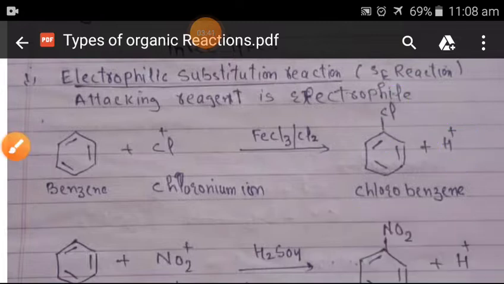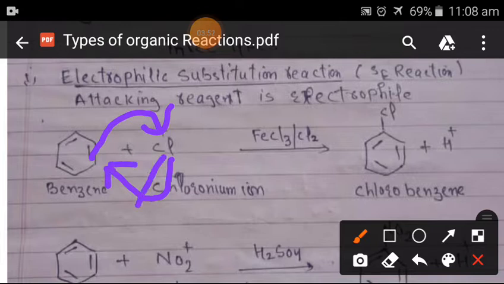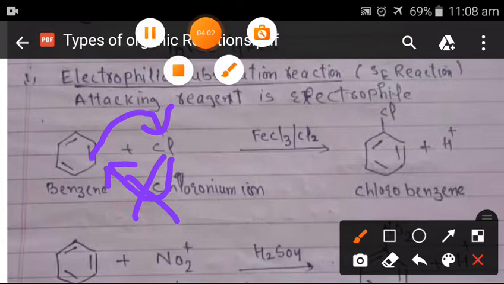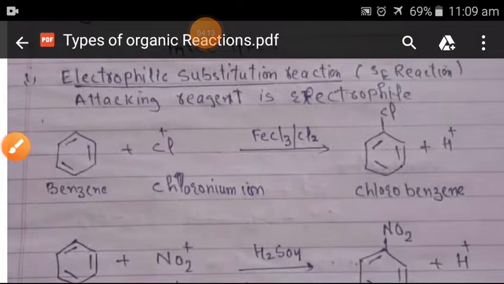Clear? But you must show the arrows from the electron rich center to the electron deficient center. You will never show the arrow the other way, because that is wrong. The arrow always goes from the electron rich center towards the electron deficient center. Clear? So the reaction products will be chlorobenzene and a proton. So this is called the electrophilic substitution reaction.